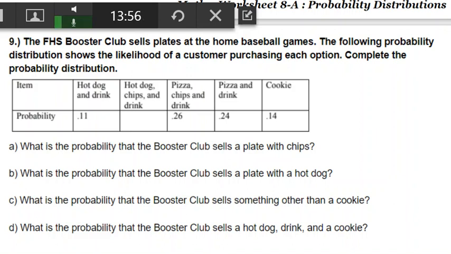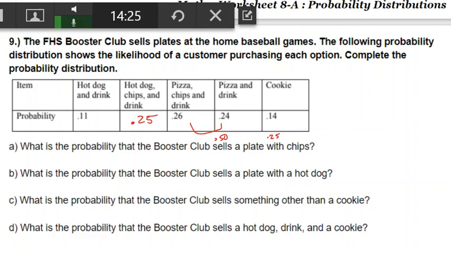All right, selling plates at the home baseball games. We're missing one of the categories, so let's group them up. Those two I put together because 6 and 4 make 10. 26 and 24 make 50. And then 11 and 14 make 25. So 50 and 25 makes 75, which means that there is 25 left over for this category.